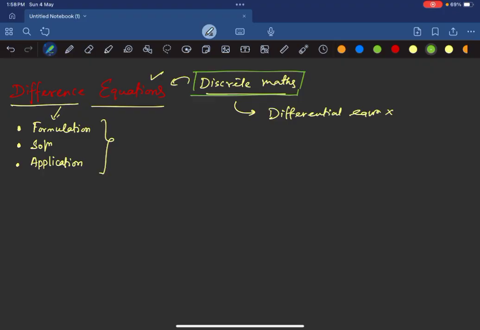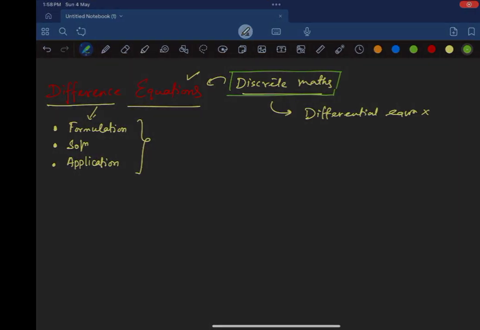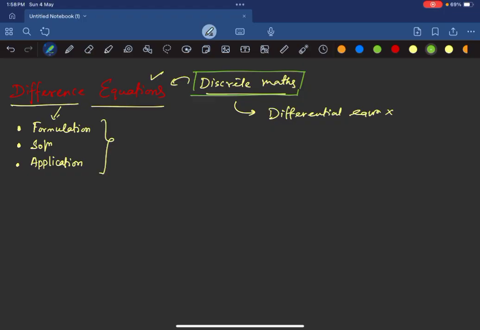So that is the basic motivation behind this difference equation, and you should know that this is a part of discrete mathematics. Let me give you a few important notations so that you can relate those things with the usual or conventional notations, for example the derivative or the increment.